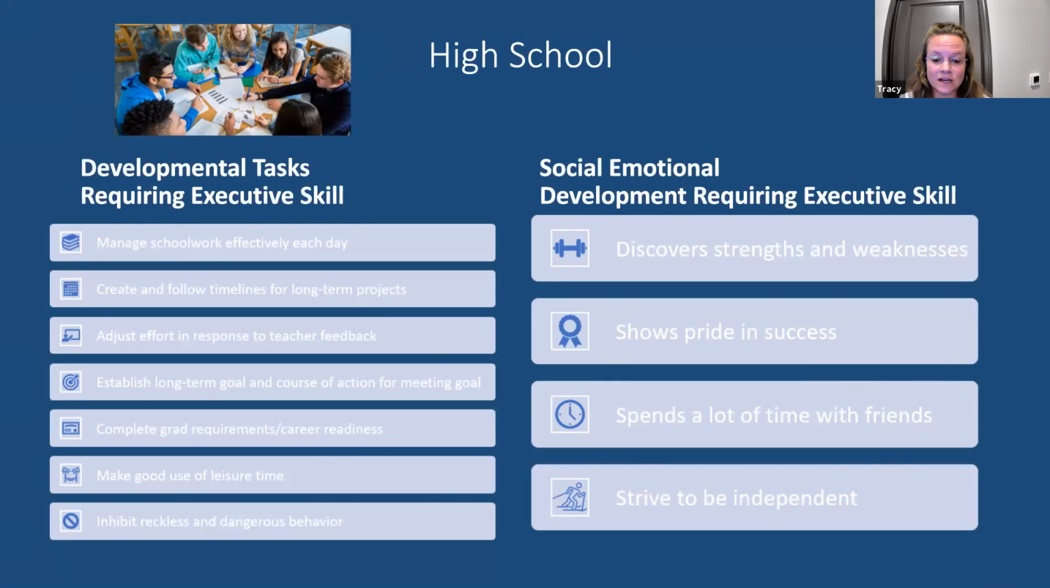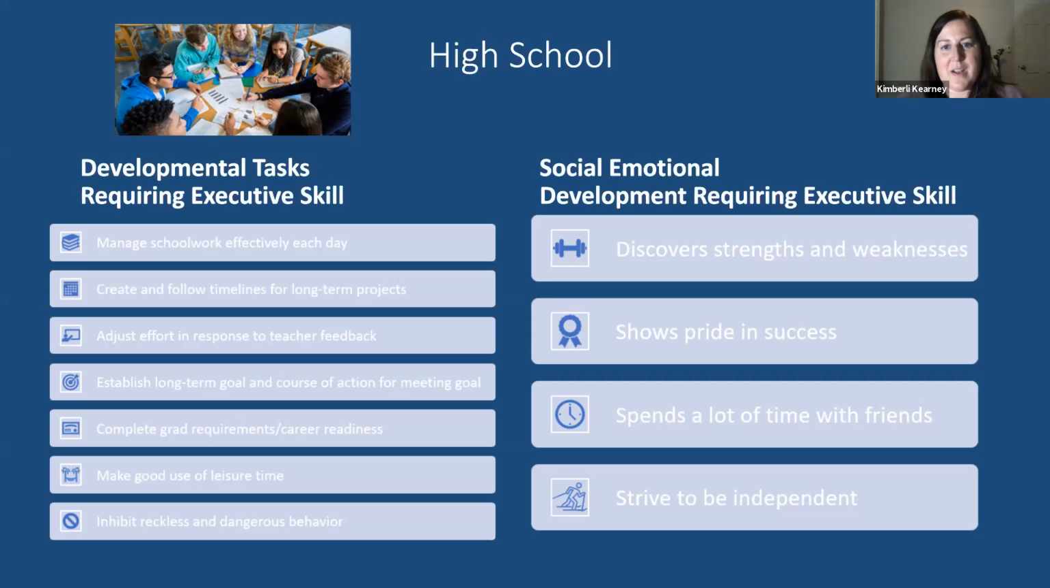And also when it comes to time management, they have a little more control over their own free time. So they get to choose if they're going to make good use of that leisure time. And they also are responsible for inhibiting reckless and dangerous behavior.